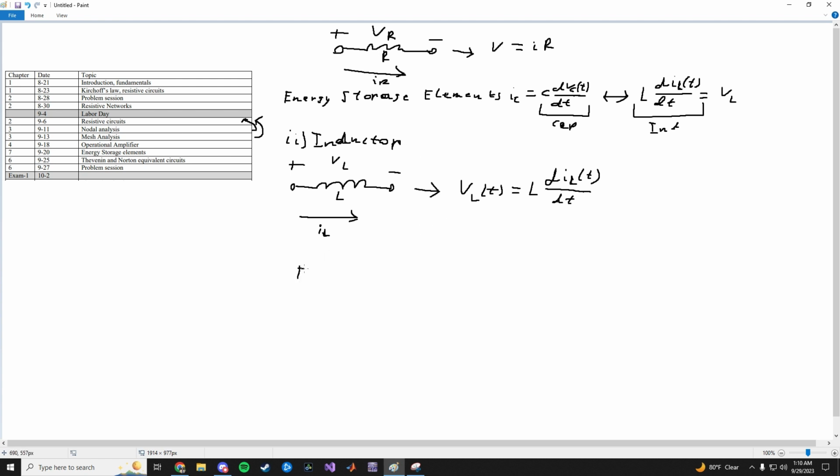So this component also stores energy, and the equation you can imagine has the same structure. It's 1/2 Li squared. So an inductor, the analogy would be like a mass. It's like the current, or like a water wheel. That's probably an easier analogy to understand.